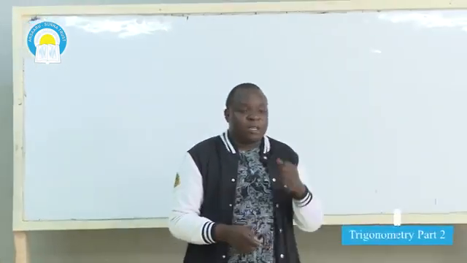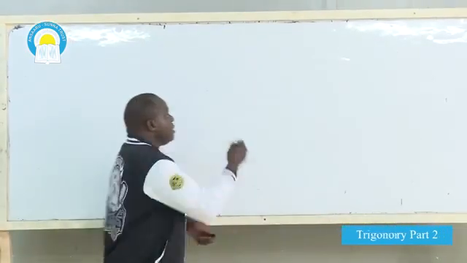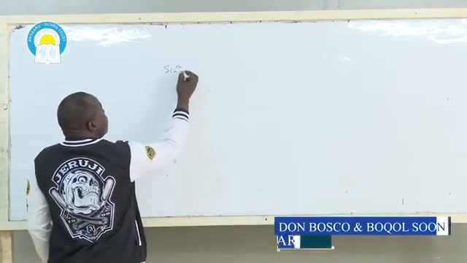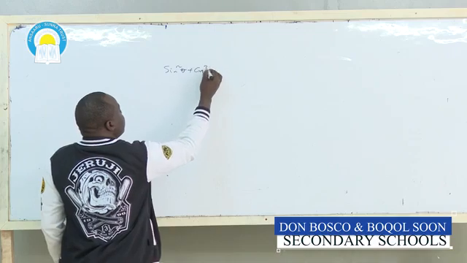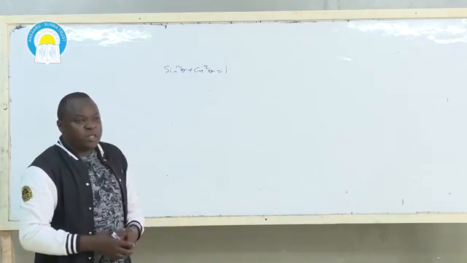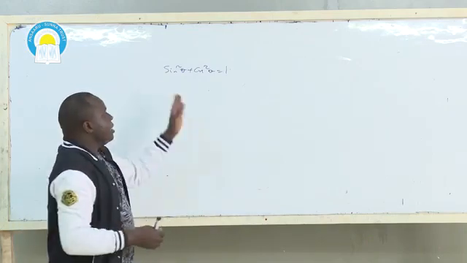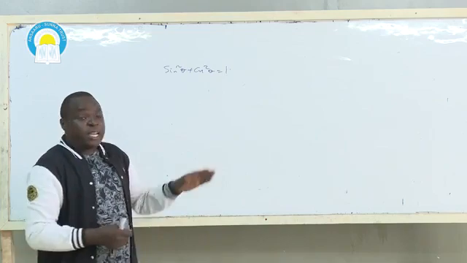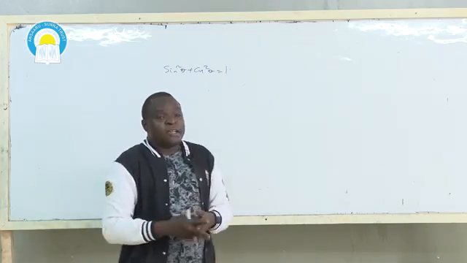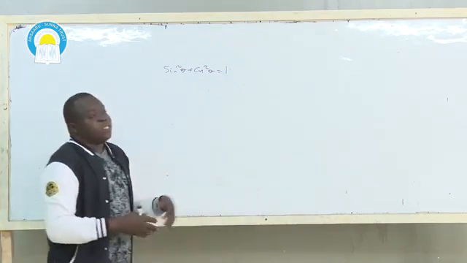So I had already covered the first part, which was about the relation sine squared theta plus cos squared theta equals 1 and the application. So if you go back to the previous part, you can find everything we explained and how you're supposed to use this in relation to expressions as far as trigonometry is concerned.